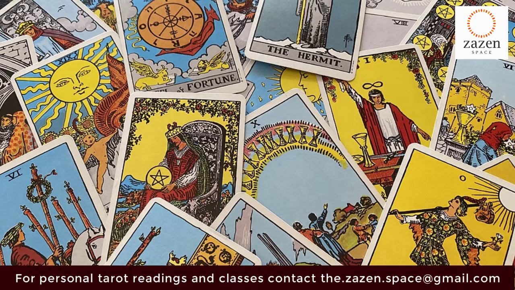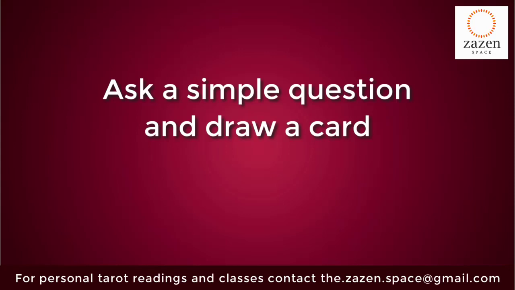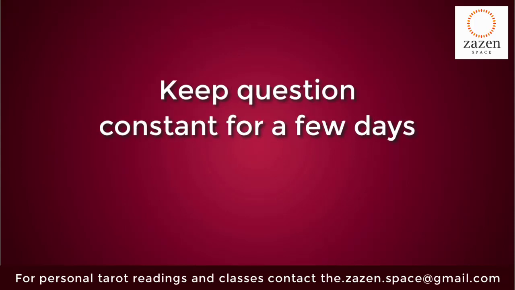At this stage, you keep one fixed question. For example, your question could be, what will my day be like today? Or else your question could be, what will my mood be like today? What will my emotions be like today? Take one constant question for approximately 1 week and keep drawing out one card daily.